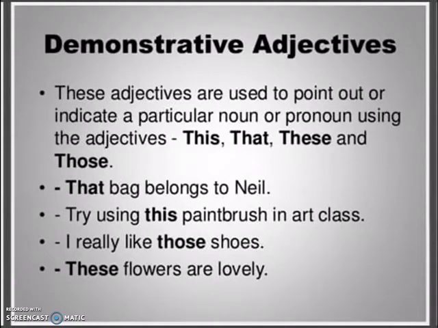Demonstrative adjectives. These adjectives are used to point out or indicate a particular noun or pronoun using the adjective this, that, these, and those. That bag belongs to Neil. I really like those shoes. These flowers are lovely. Note: this and that are used in singular form. This is used for near nouns, while that is used for far nouns. These and those are used in plural forms, these for near nouns, while those for far nouns.